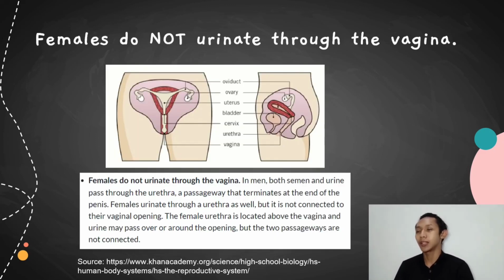Okay, let's proceed. Actually, females do not urinate through the vagina. For men, both semen and urine pass through the same urethra. But for females, the urethra is not connected to the vagina opening. As you can see in the picture, the female urethra is located above the vagina opening, and the two pathways are not connected.